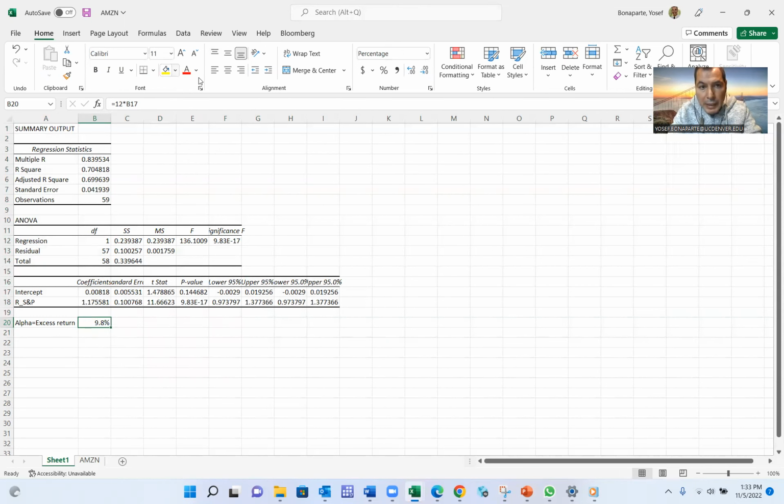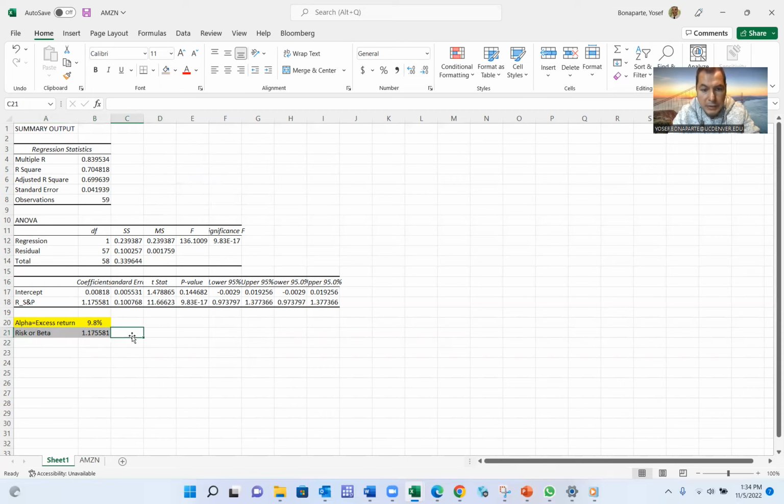So yeah, 9.8%. This portfolio beat the S&P by 9.8% on average in the past 5 years. So that's alpha, and I will make it yellow. The risk, which is beta, is this one. This is risk, 1.17. And this one, I'm going to color them with something like gray.